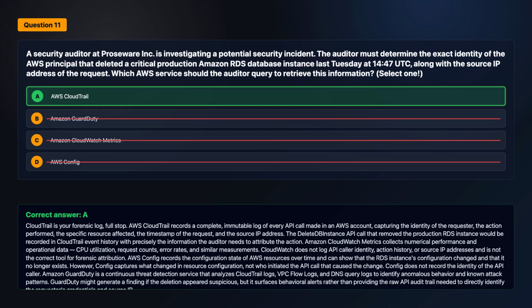Amazon GuardDuty is a continuous threat detection service that analyzes CloudTrail logs, VPC flow logs, and DNS query logs to identify anomalous behavior and known attack patterns. GuardDuty might generate a finding if the deletion appeared suspicious, but it surfaces behavioral alerts rather than providing the raw API audit trail needed to directly identify the requester's credentials and source IP.